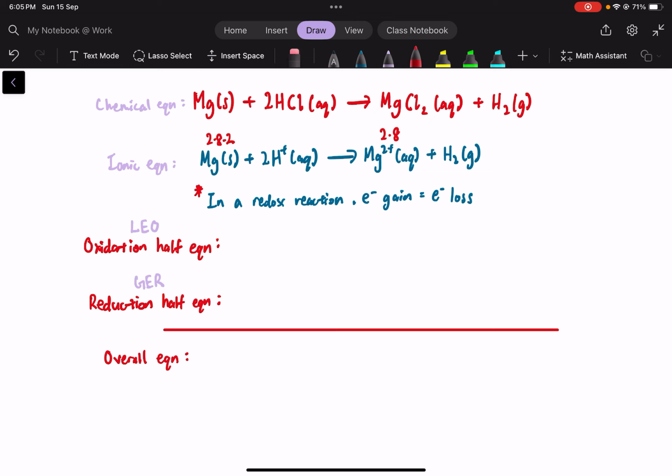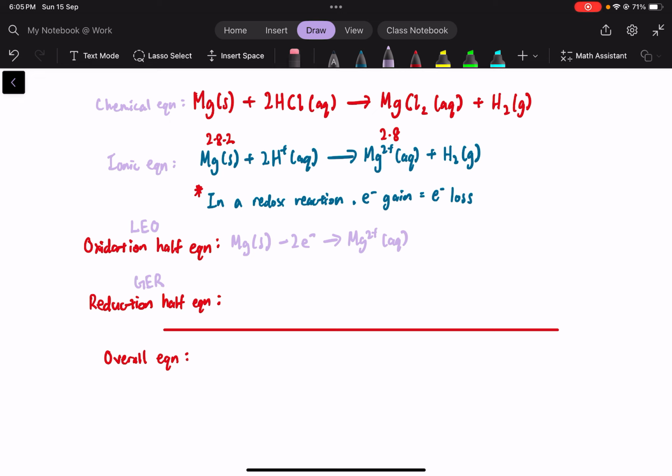So from this information given here, we can actually write the oxidation half equation involving magnesium and the Mg2+ ion. Okay, so let's write it down. One magnesium atom loses 2 electrons to form Mg2+ ion. Okay, logically speaking, this is correct.